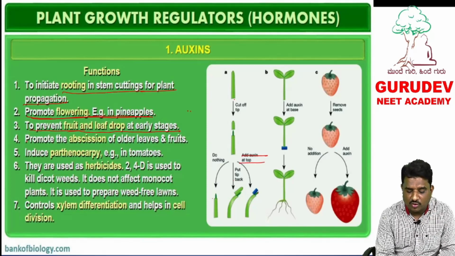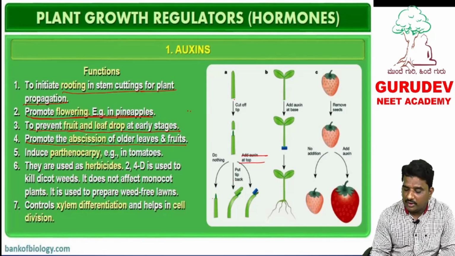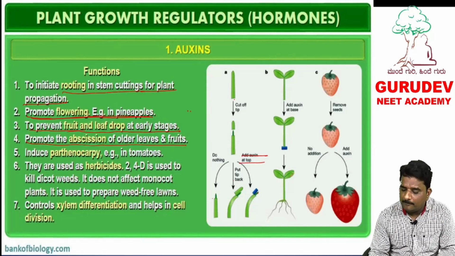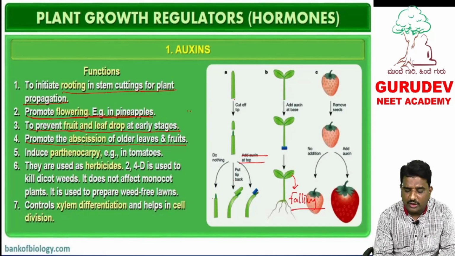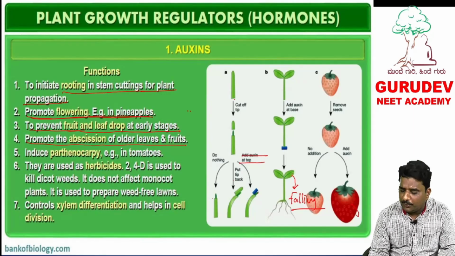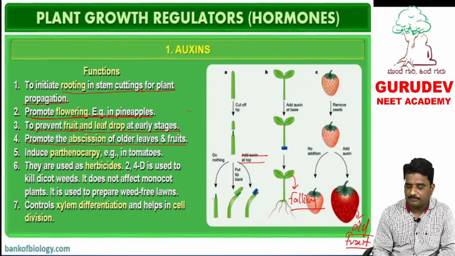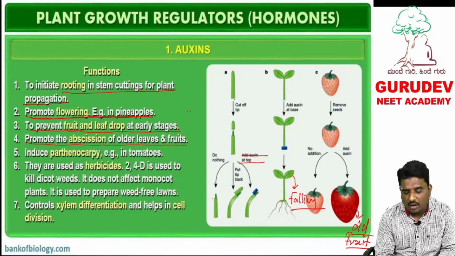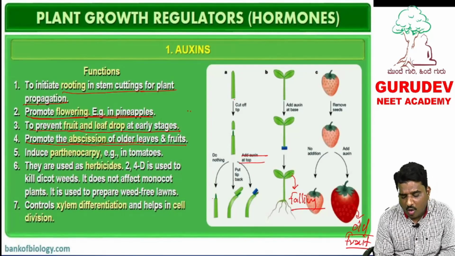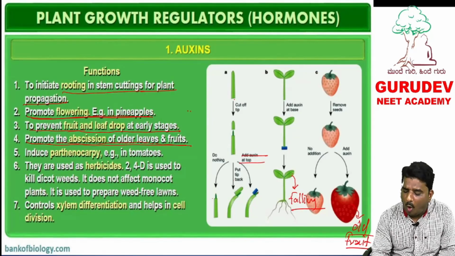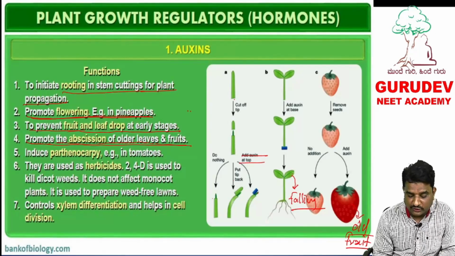It promotes abscission in older leaves and fruits. When a leaf becomes old, it will fall down. Abscission in older leaves means old leaf falling, and abscission in old fruit means the old fruit falling process. The auxin hormone helps in the falling of older leaves and older fruit, that is the abscission process.